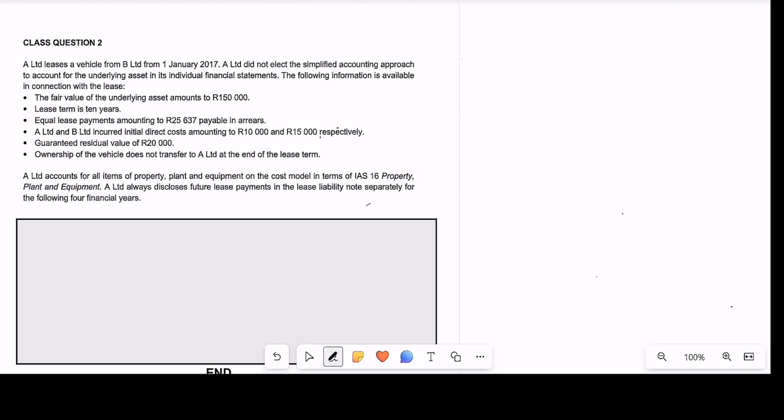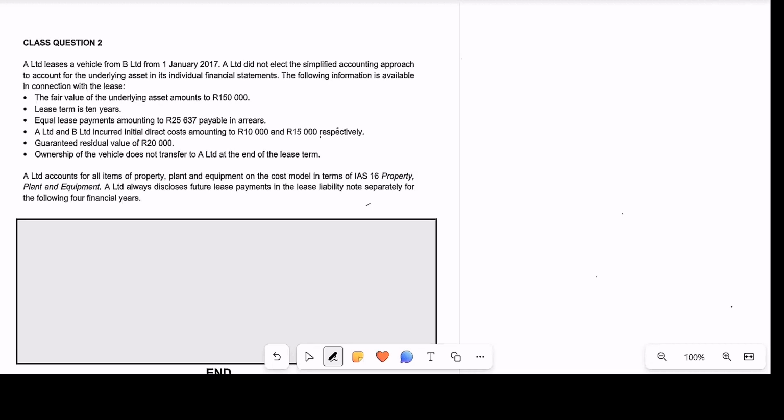It says ALTD leases a vehicle from BLTD from 1 January 2017. ALTD did not elect the simplified accounting approach to account for the underlying asset in its individual financial statements, and the following information is made available in connection with the lease. The fair value of the underlying asset amounts to 150. The term is 10 years, with equal lease payments of 25,637. ALTD and BLTD incurred initial direct costs of 10,000 and 15,000 respectively. Guaranteed residual value of 20,000.